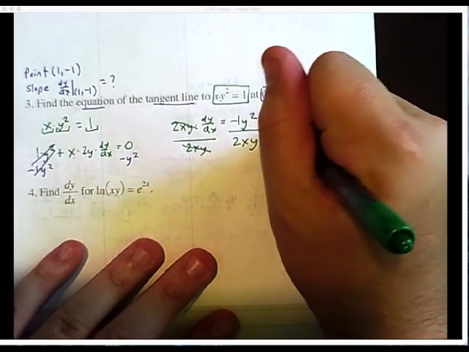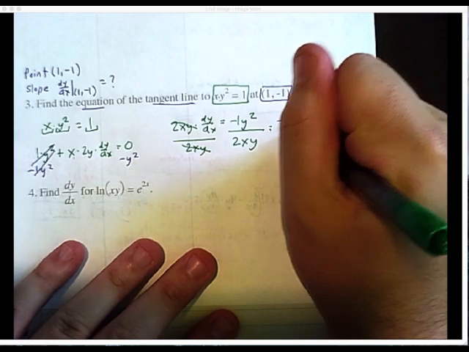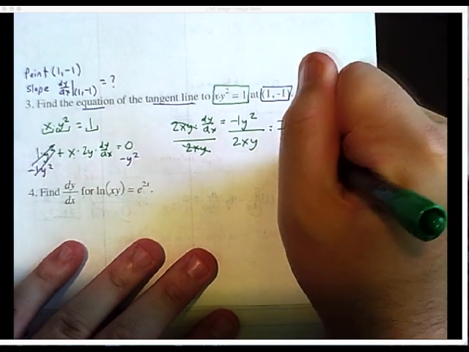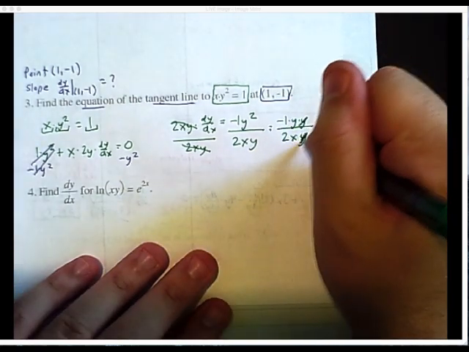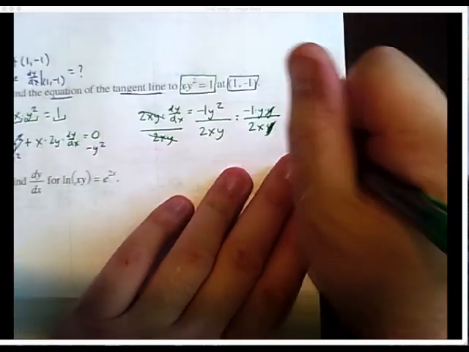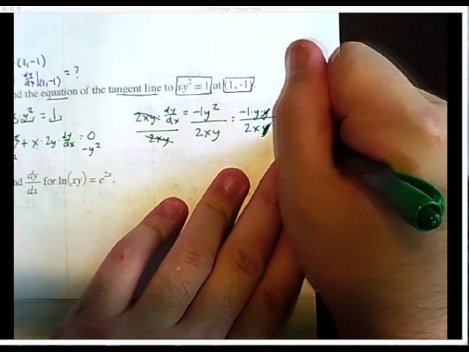So this is the derivative equation. Let's think about what this means. This means negative 1 times y over 2xy. One of the y's cancels. It's kind of nice. So that equals negative 1y over 2x.